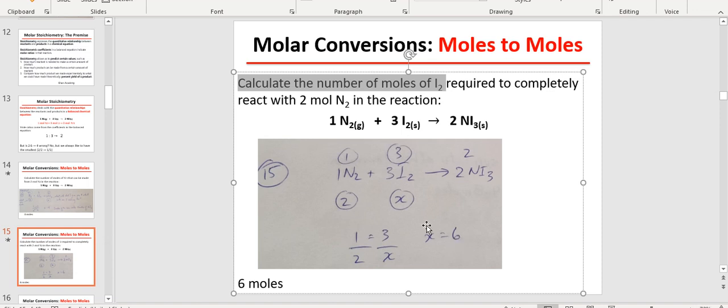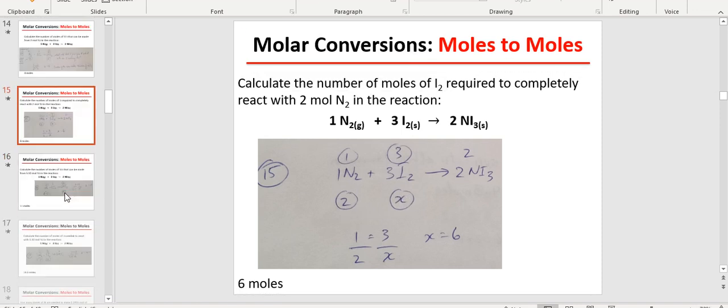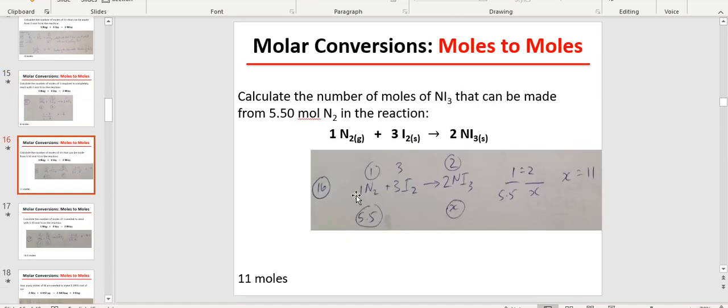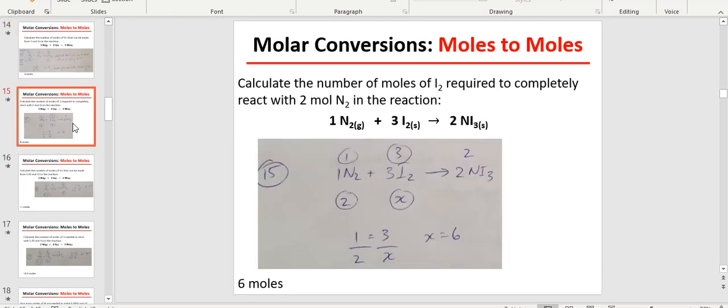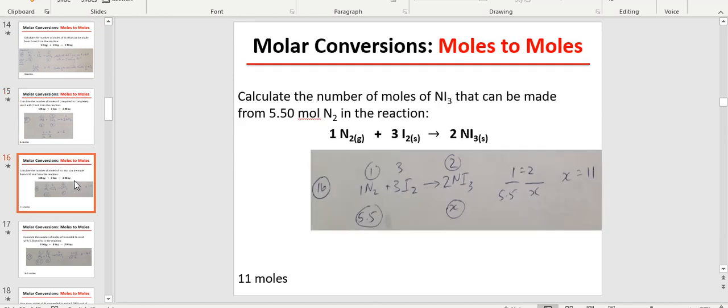Now, does that make sense? 1 mole of nitrogen, I need 3 moles of iodine. Well, if I have 2 moles of this, then I'm going to need 6. Okay? Now, these guys here, they've been whole numbers, and it's kind of actually visually not so bad to see. Some of them, not so easy to tell. Okay? Just do your boxes. You'll always get the right answer.